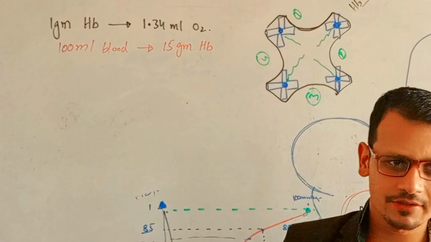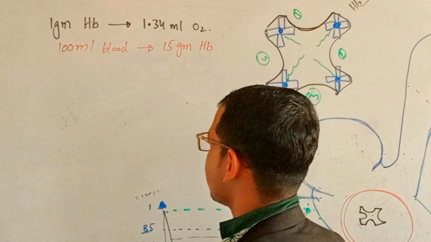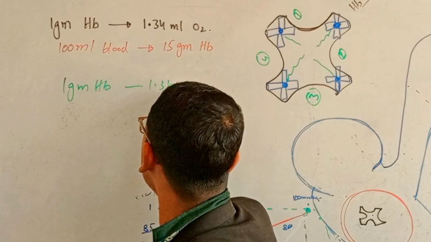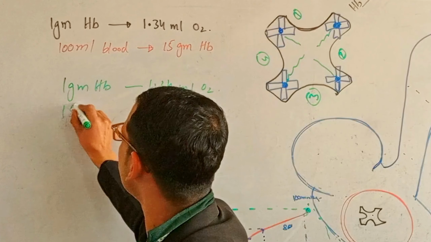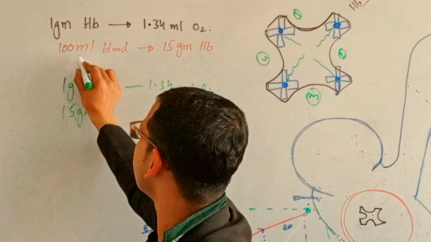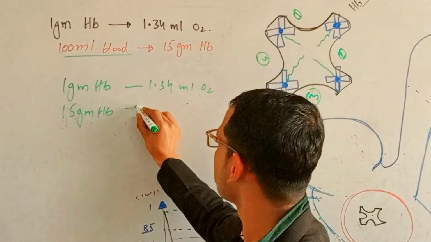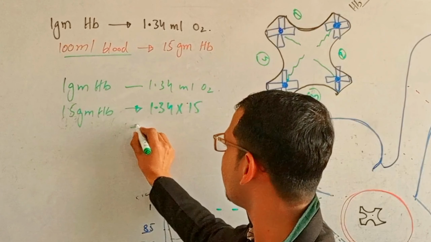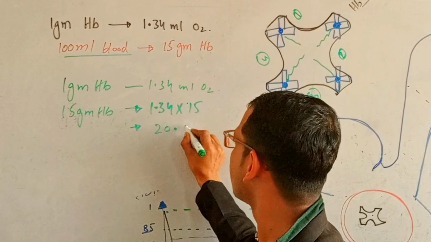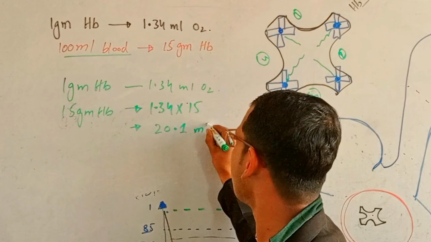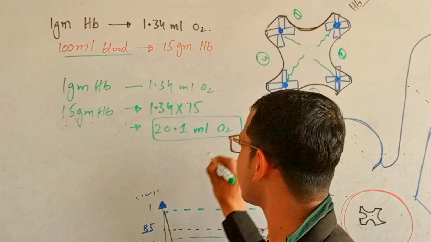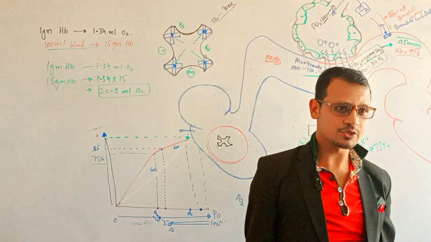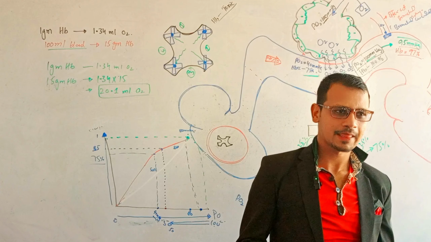Now we can calculate this very easily, right? As we know that 1 gram of Hb has 1.34 ml of oxygen, the 15 grams of Hb present in 100 ml of blood will bind 1.34 times 15, which is 20.1 ml of oxygen. This is the right value, as this fits your common sense. Why?